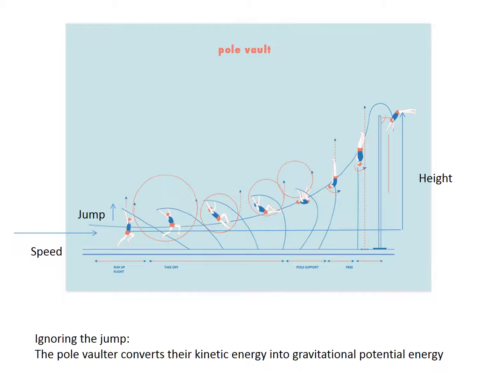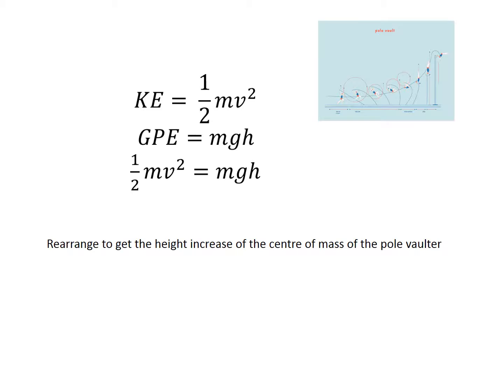Okay, they jump. There's some energy in their jump, which we'll ignore, and then they convert all of this energy into height. The amount of energy that they have at the top of their pole vault is essentially just their gravitational potential energy. So the kinetic energy is 1/2 mv squared, and when they get to the top of their pole vault, their energy is the mass times gravity times height. You might have done this before at school. Potential energy is mgh.